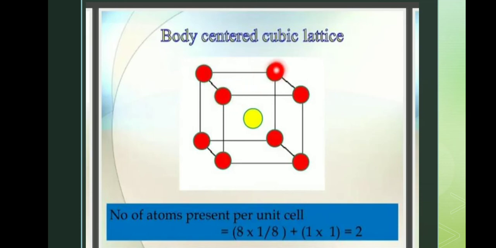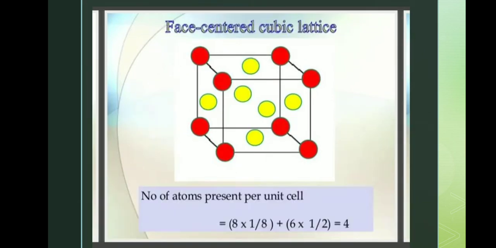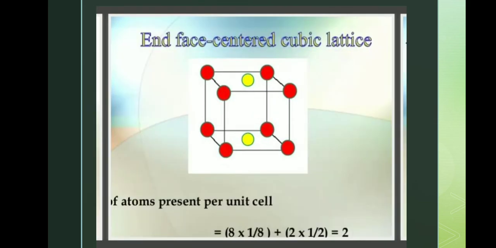Body centered cubic lattice. How many corner points? 8, so 8 × 1/8 plus 1 body center, therefore 1 + 1 = 2. Face centered cubic lattice: how many faces? 1, 2, 3, 4, 5, 6. Corner points 8, so 8 × 1/8 plus 6 × 1/2, because one face is shared by 2 unit cells, therefore 1/2 each. Total atoms 4. End face centered cubic lattice: 8 × 1/8 plus 2 × 1/2 for the up and down faces, therefore 1 + 1, which is 2.